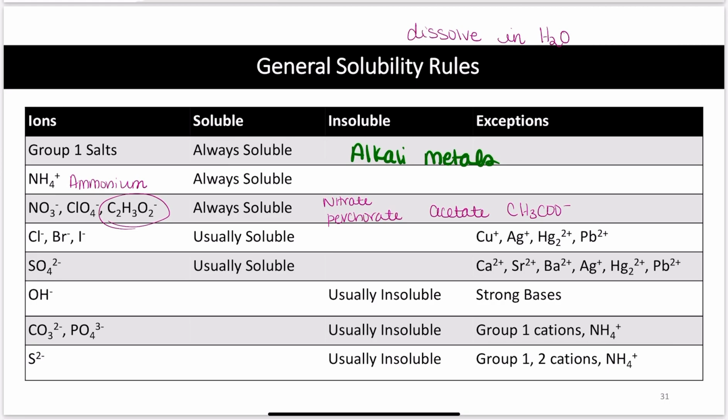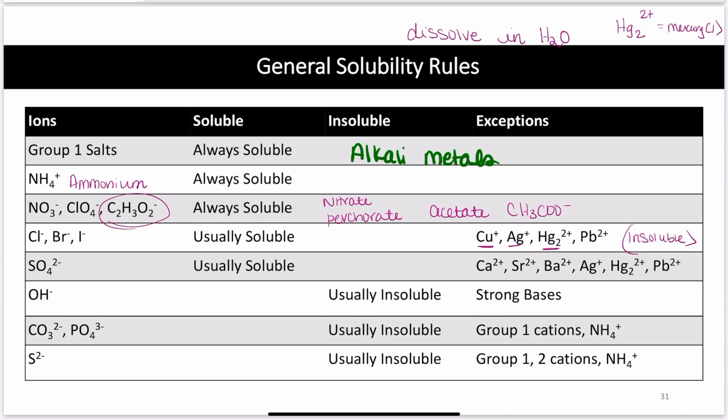Chloride, bromide, and iodide. They are usually soluble, but not always. If you have chloride paired up with copper 1 specifically, silver, mercury 1, remember Hg2 2+ is mercury 1, or lead 2+, it is not soluble. These will be insoluble.